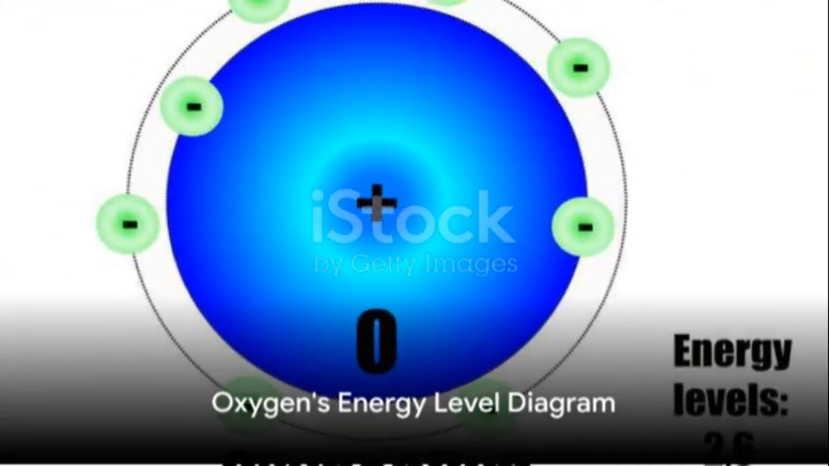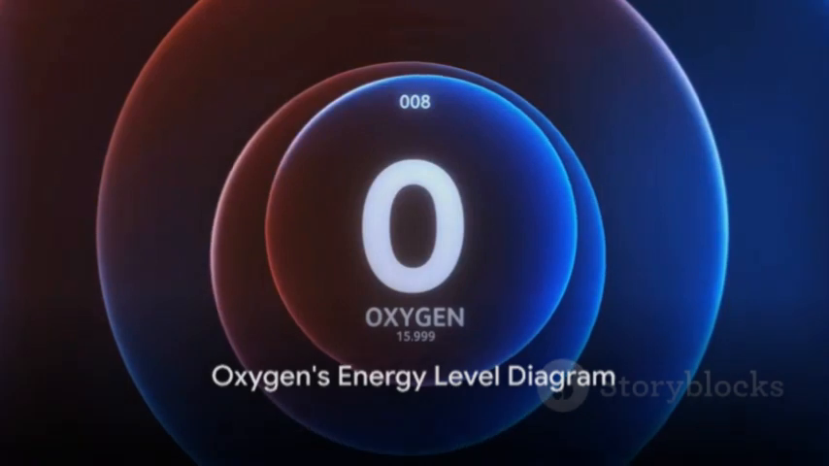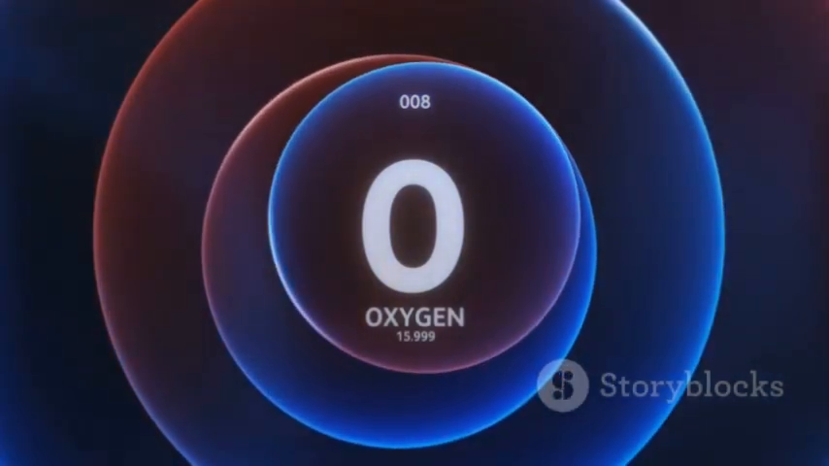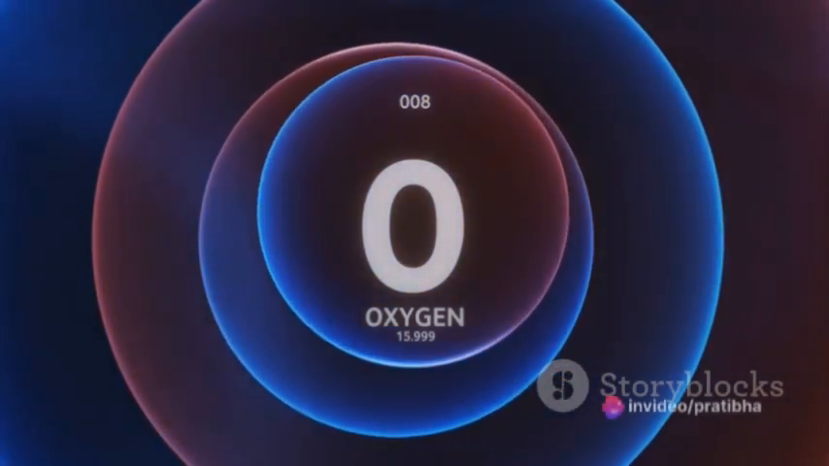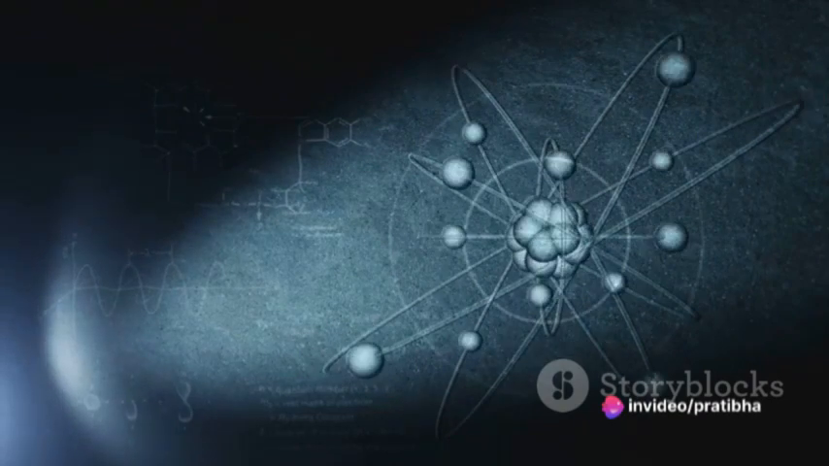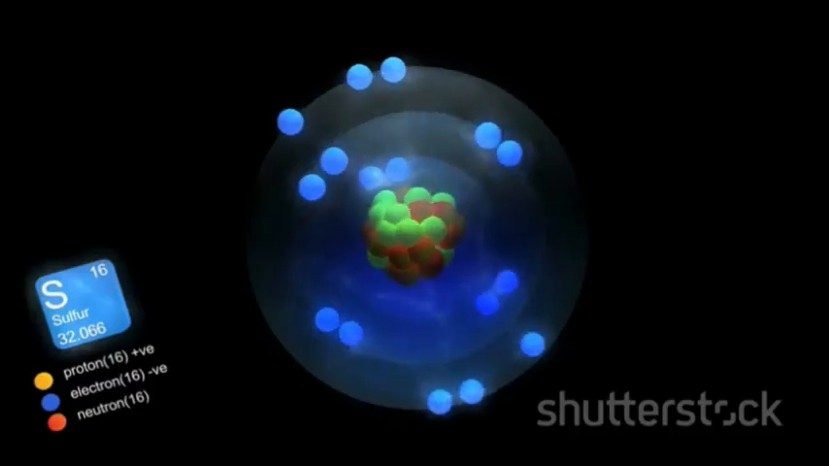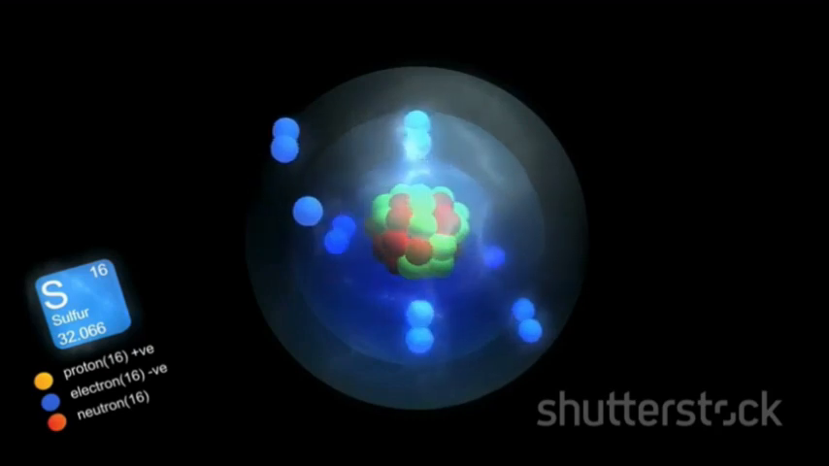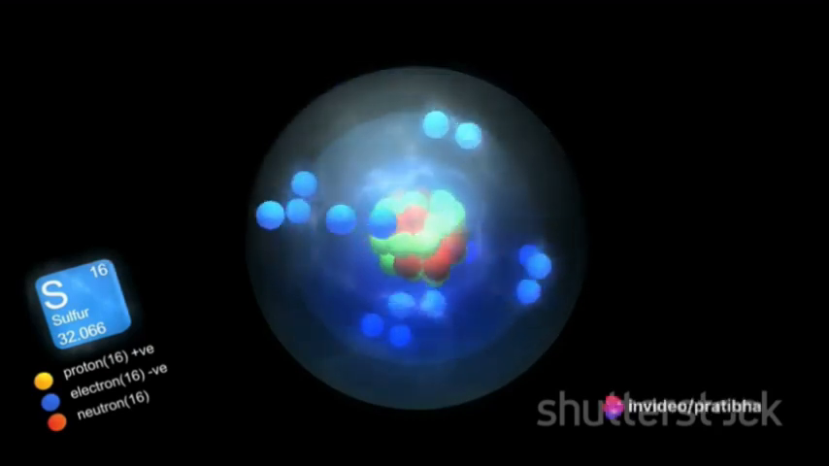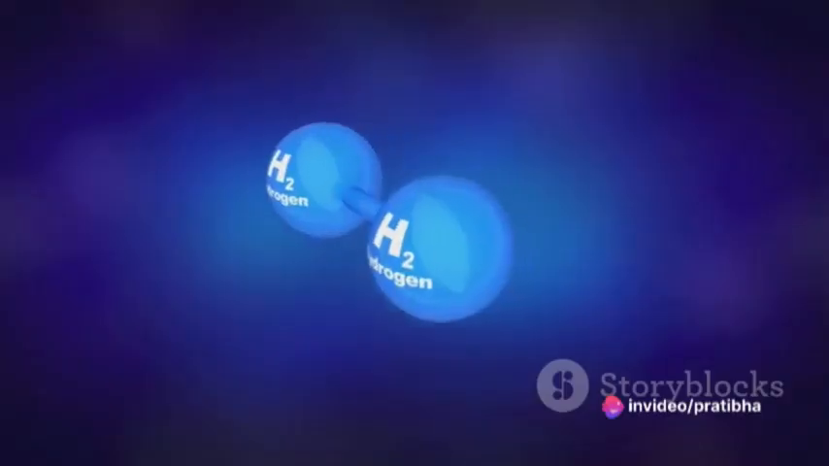Now imagine oxygen, the 8th element on the periodic table. It has 6 electrons in its outer energy level. In the first energy level, 2 electrons occupy the 1s orbital. The second energy level also has 2 distinct orbitals, the 2s and the 2p. 2 electrons fill the 2s orbital, and the remaining 4 electrons occupy the 2p orbital.